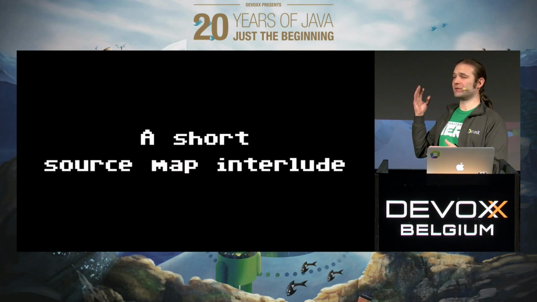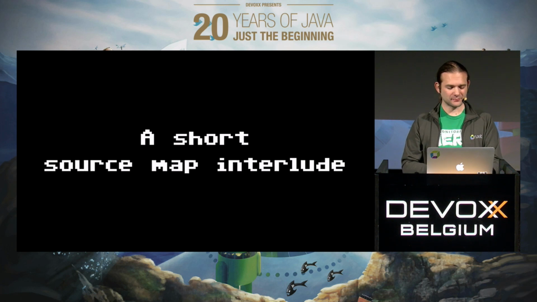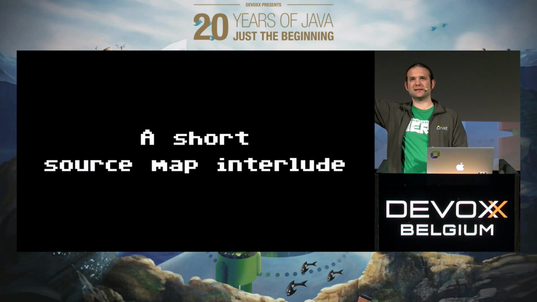Usually I wanted to leave that out, but I think we should have a short source map interlude. Who in here has heard about source maps already? Yeah, okay.